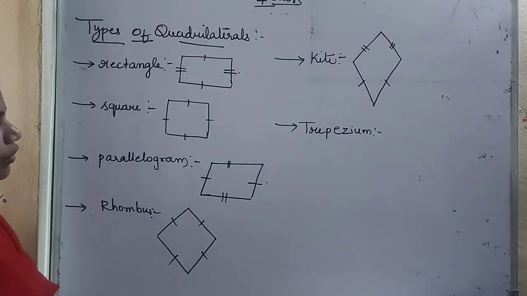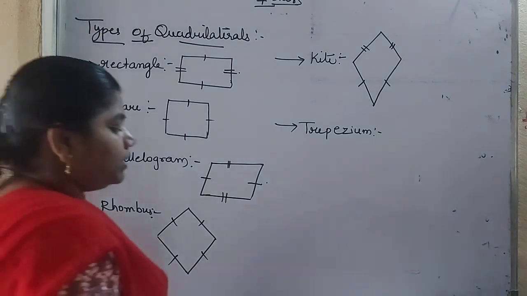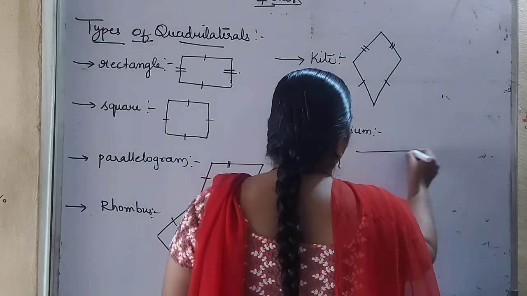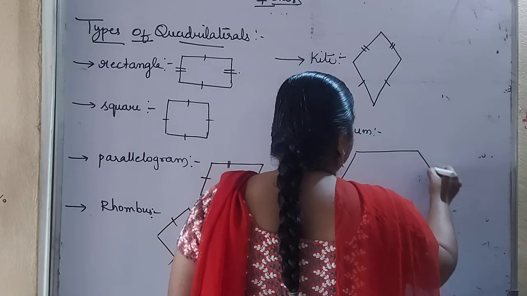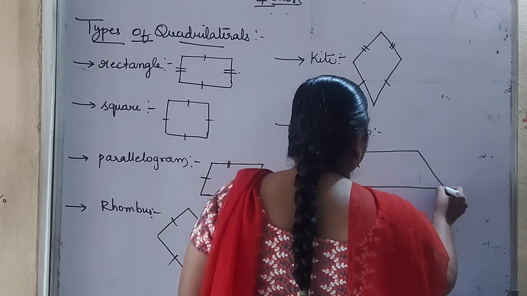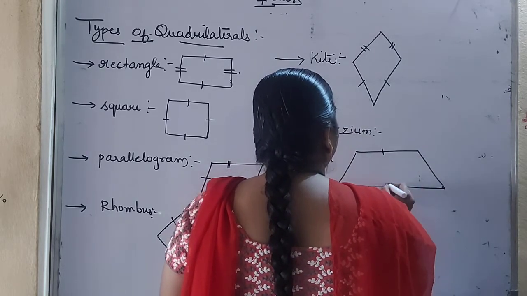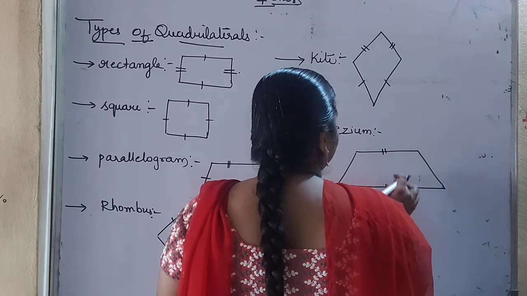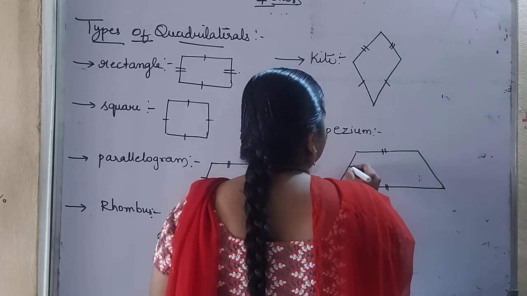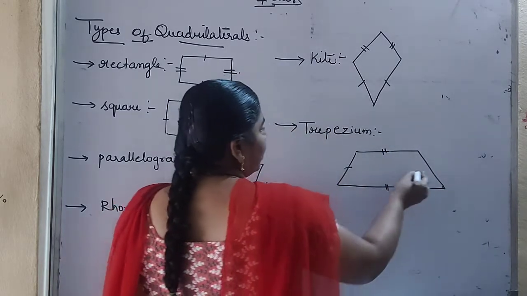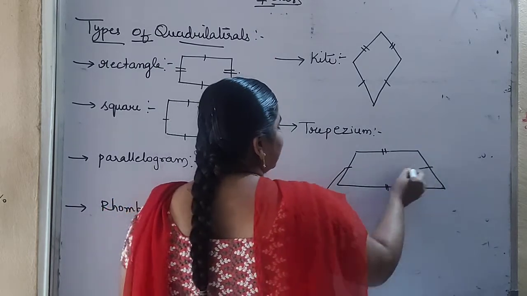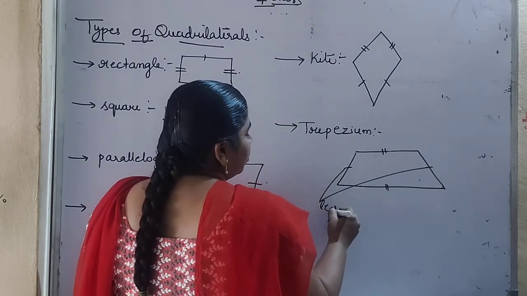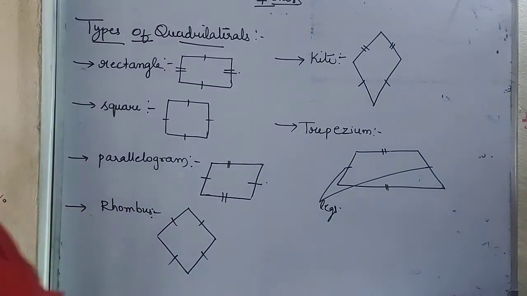Next is trapezium. So what is a trapezium? Trapezium means only one pair of sides will be parallel. One pair of sides will be parallel to each other. So these two will be parallel to each other and these non-parallel sides we will call legs. These two we will call legs. So on this we are going to learn the properties also.